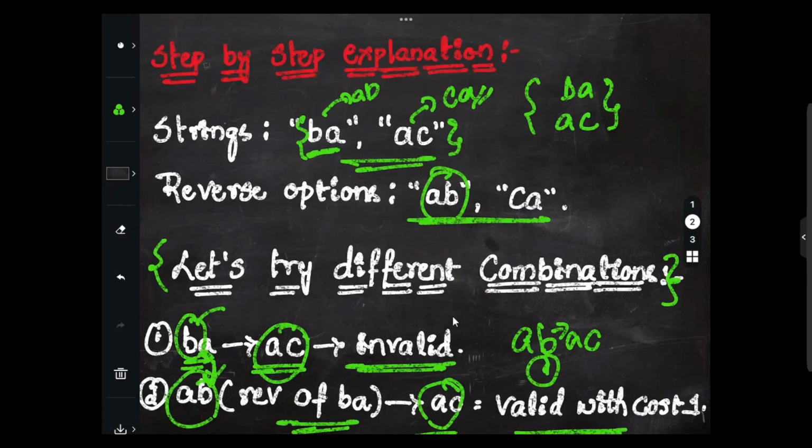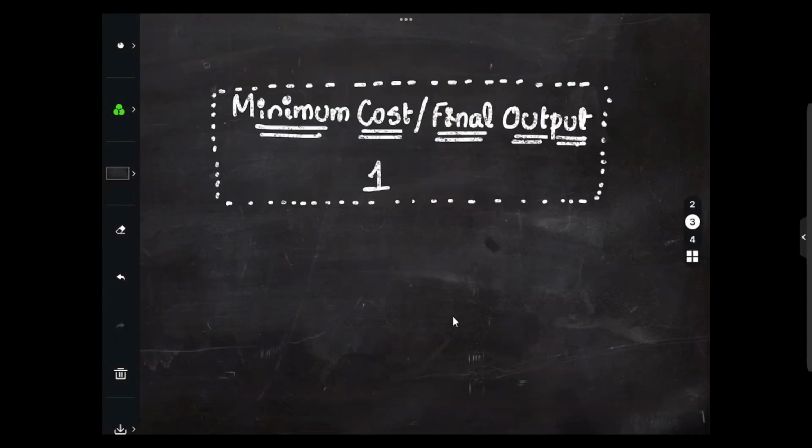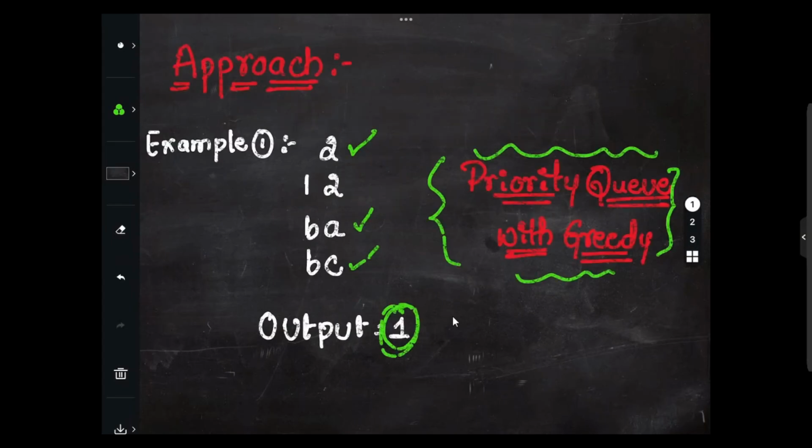The minimum total reversal cost is 1. This is in lexicographical order, and it is valid with the cost 1. So the final output is 1 for the example that we considered, which is equivalent to the output that they have mentioned for example 1 within the question. So our approach works absolutely correct.